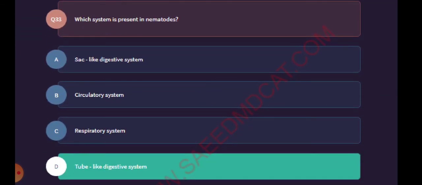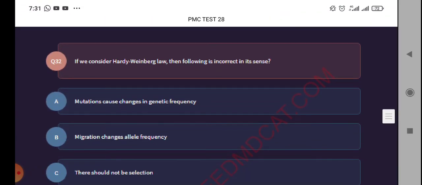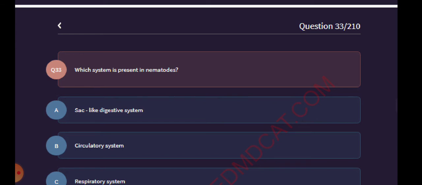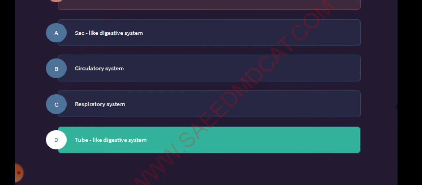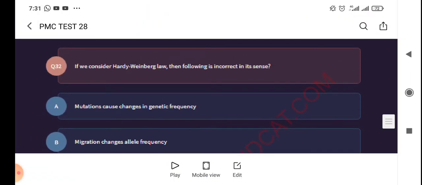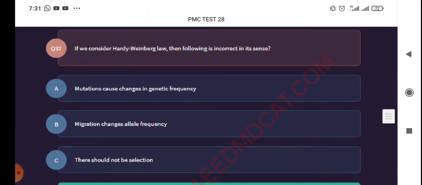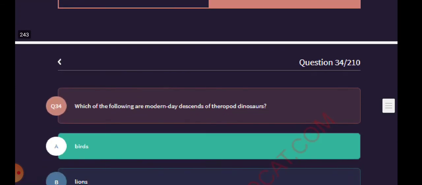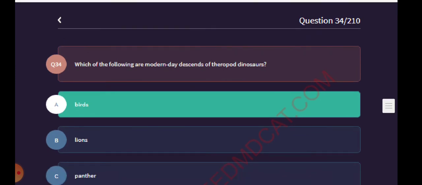Which system is present in nematodes? Tube-like digestive system. Which of the following are modern-day descendants of theropod dinosaurs? Birds.